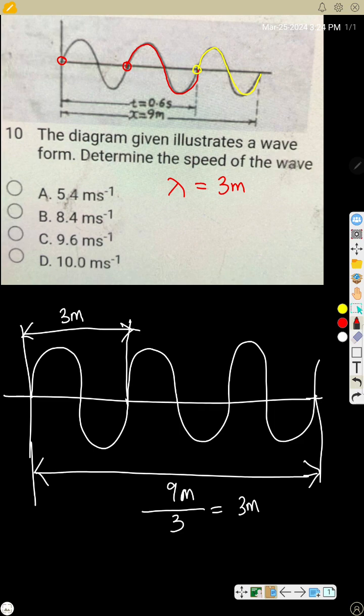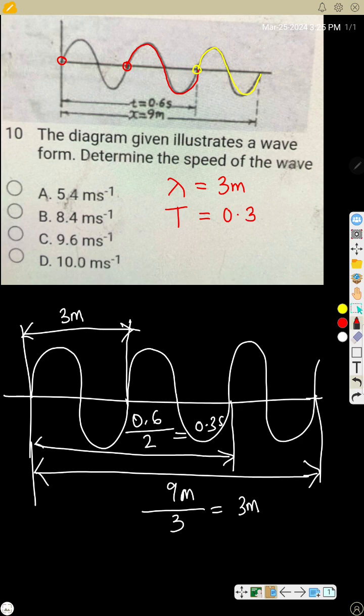So for the time, we have time at any time. If you look at the time very well, it covers 2 cycles, like this. It's not up to 3 cycles. For the 2 cycles, trace it. This is one cycle, then 2 cycles for the red. So that means you will have 0.6 divided by 2. That is 0.3 seconds. So that means one period is 0.3 seconds.